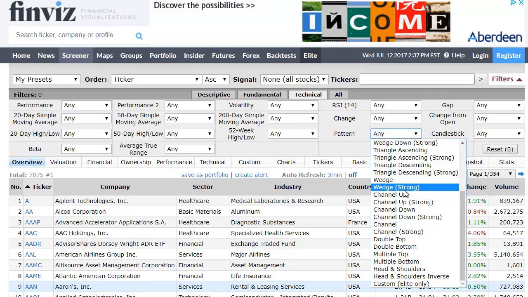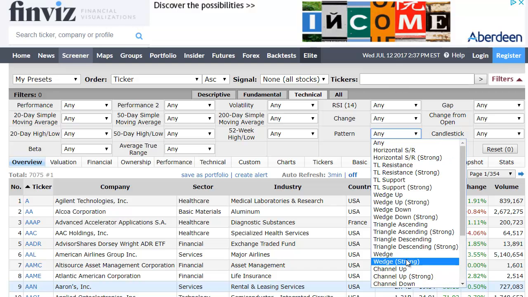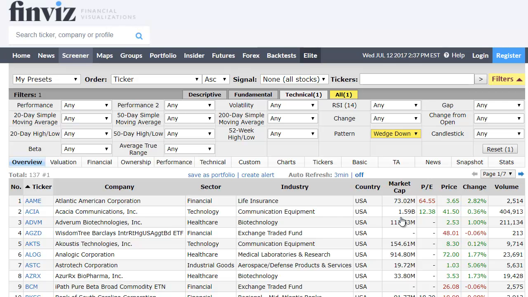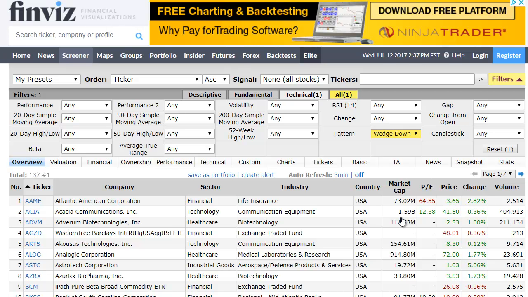There's a wedge, and there's a wedge down, and a wedge up. Here's your wedge up, here's your wedge up, wedge down, and strong. I usually go with the strong ones. So you just click on it, and all of a sudden it'll apply that scan in, and all of a sudden down to about 137 stocks from that 7,000 that are setting up.